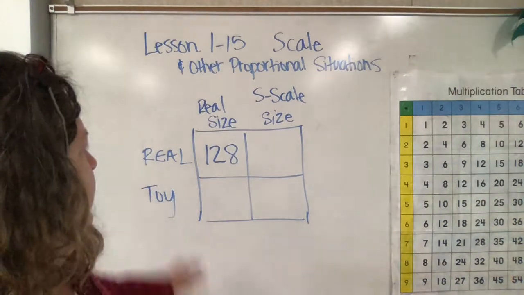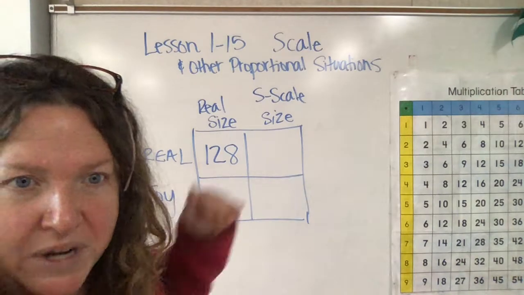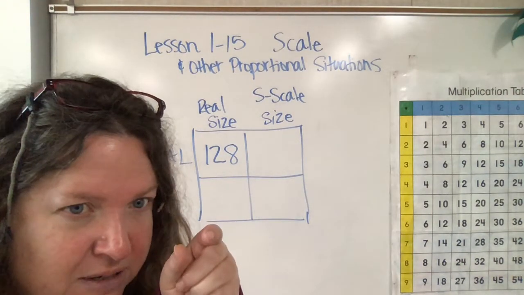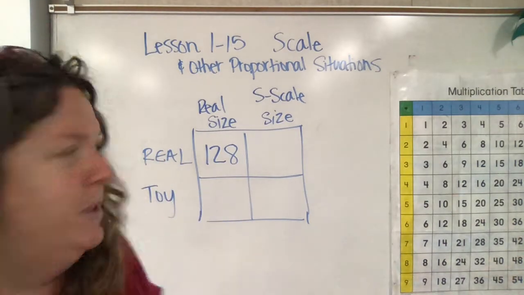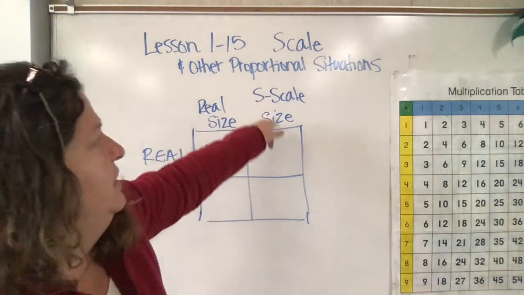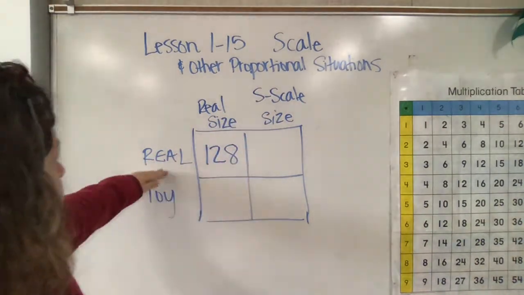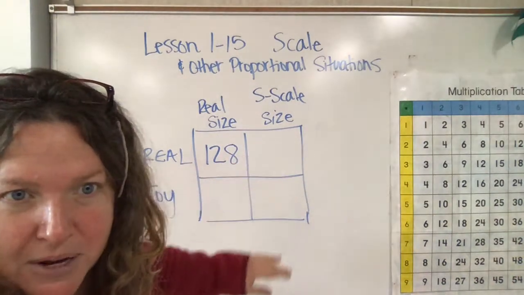So we've got to put in other information that we know. And the other thing we know is that 1 to 64. We know the toy has 1 inch for every 64 inches of the real one. So where are we going to put that? We're going to put it under the S scale size, and we got to make sure we match up whether it's the real or the toy. So we got to match them up here.